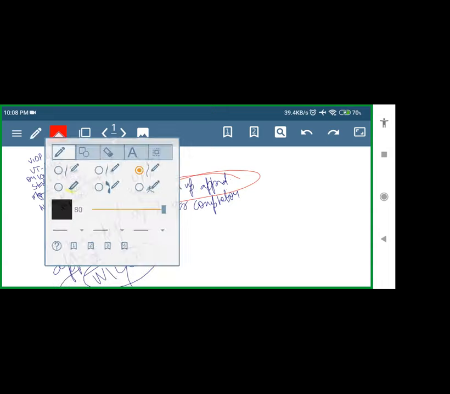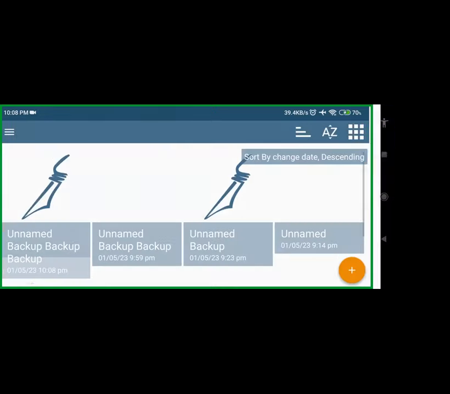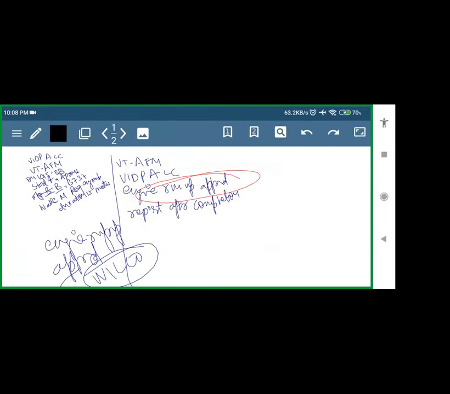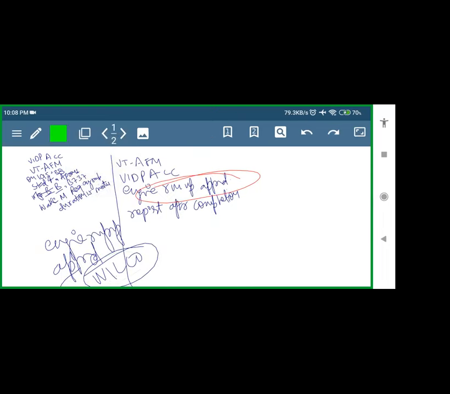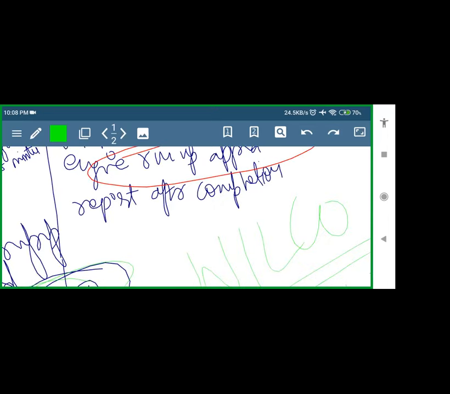So here you got a chance to use this phrase Wilco. What does it really mean? Will comply. What is requested of you? Report after completion. And you need to comply with this. This is the condition.